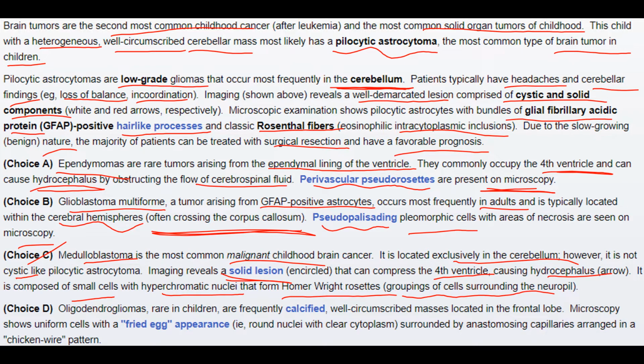In choice D, oligodendrogliomas, rare in children, are frequently calcified, well circumscribed masses located in the frontal lobe. Microscopy shows uniform cells with a fried egg appearance, that is, round nuclei with clear cytoplasm surrounded by anastomosing capillaries arranged in a chicken wire pattern.